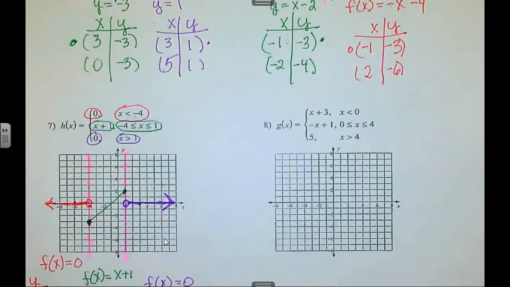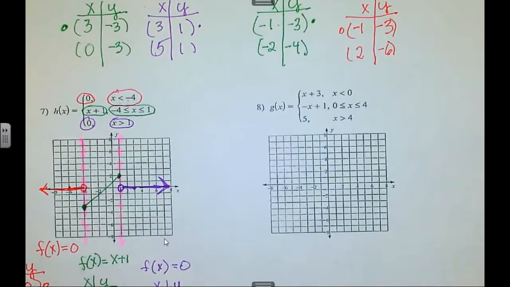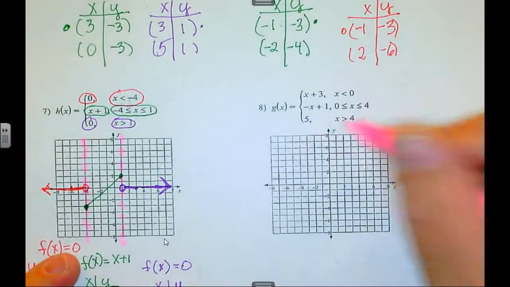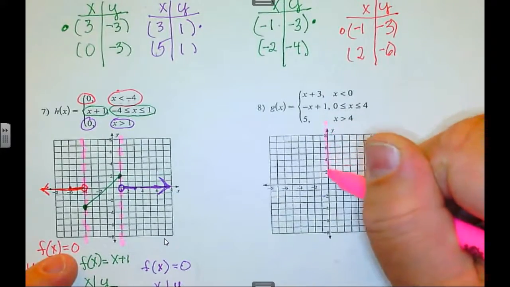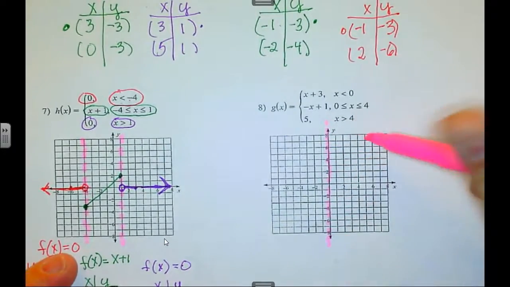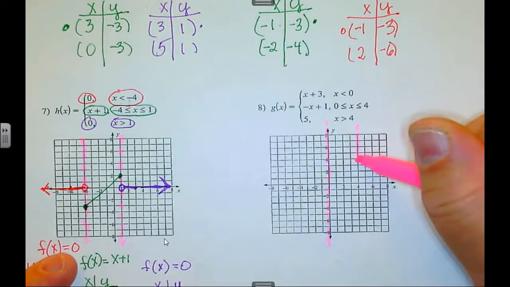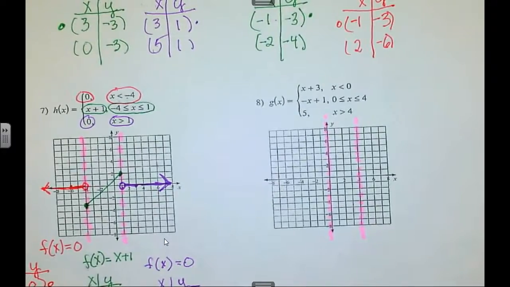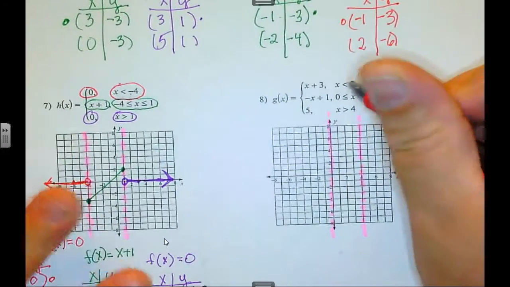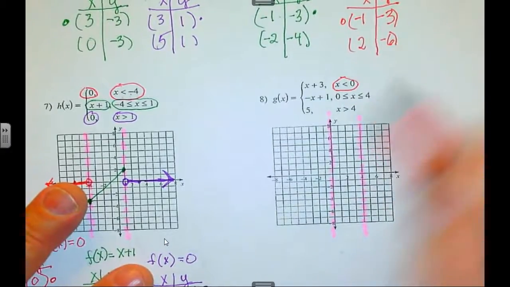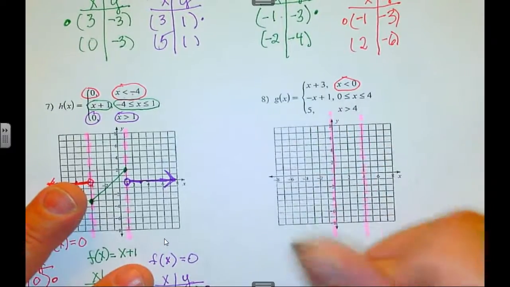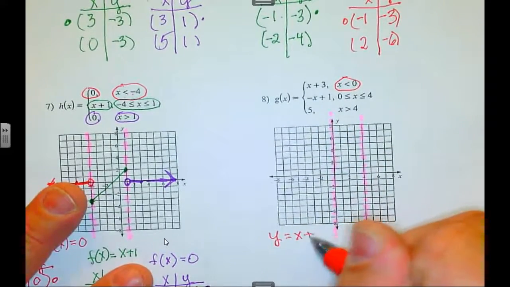Okay, and the last one, number 8. Ooh, fun one. I have a boundary line at 0 and 4. So x equals 0 and x equals 4. Okay, bless you. First function, anything where my x is less than 0, so all of this, my function is x plus 3.